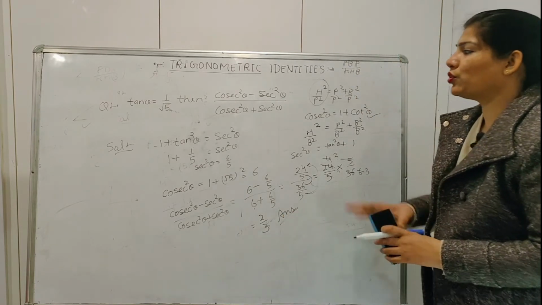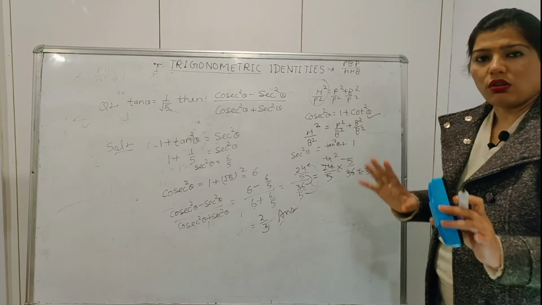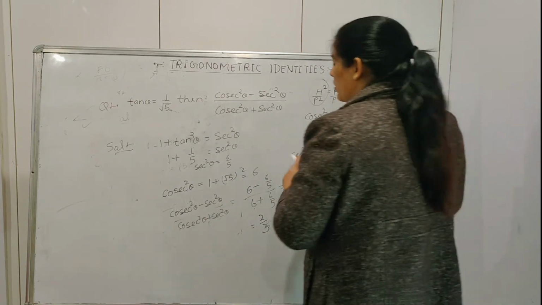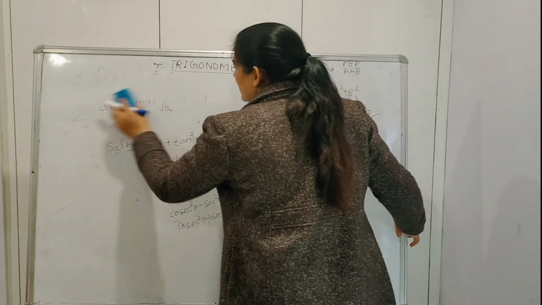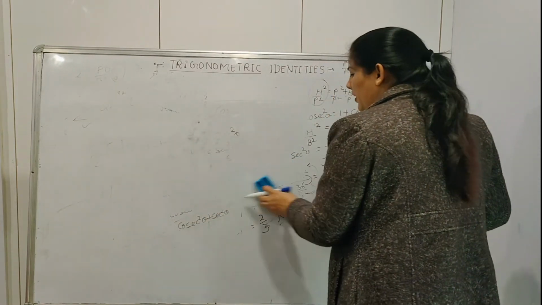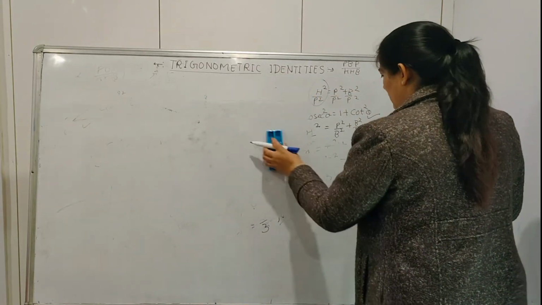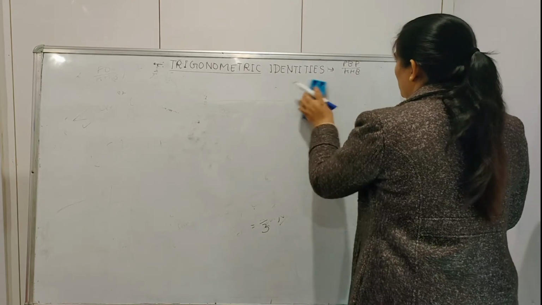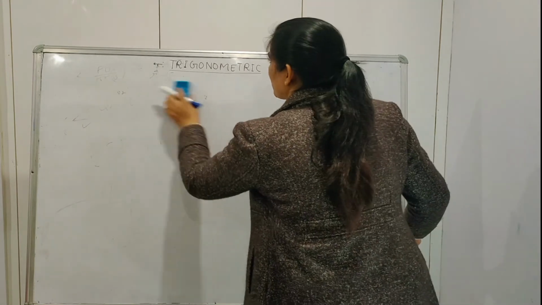And if you don't remember, you are not able to remember the identity, then you all know the Pythagoras theorem, use that, okay? So after this, we'll discuss the complements, okay, and the trigonometric table. So first, we'll make the trigonometric table.